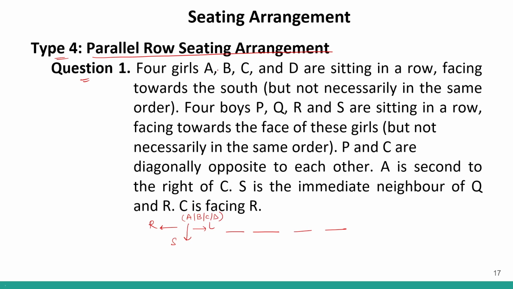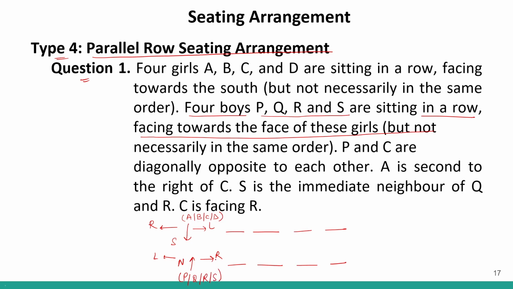Okay, then 4 boys are there, PQRS, that are sitting in a row facing towards the face of these girls. Face of these girls means they will be facing north. So this will be the right and this will be the left. So what are the four boys? P, Q, R and S. These are your four boys.